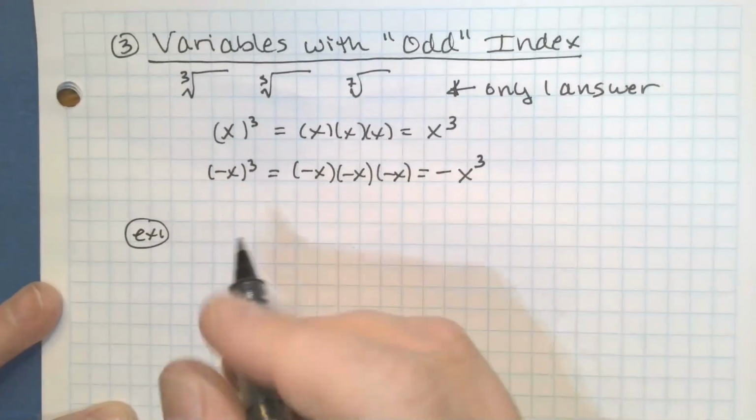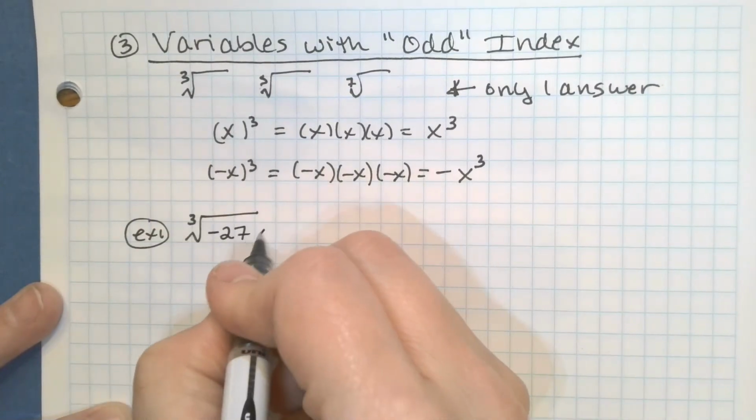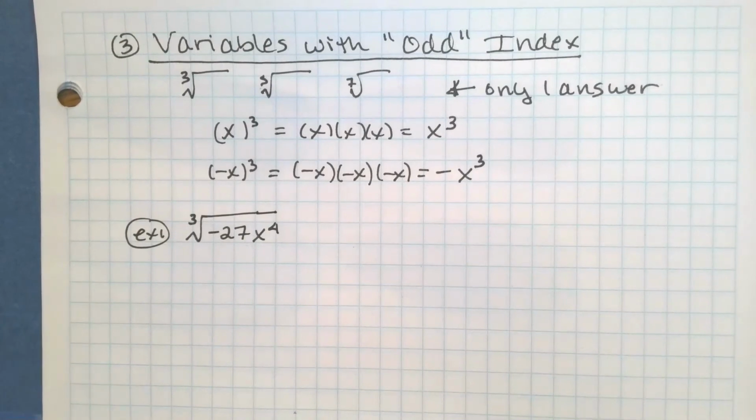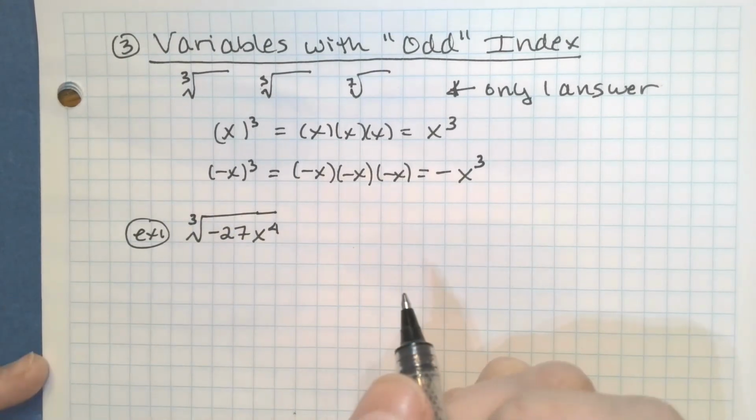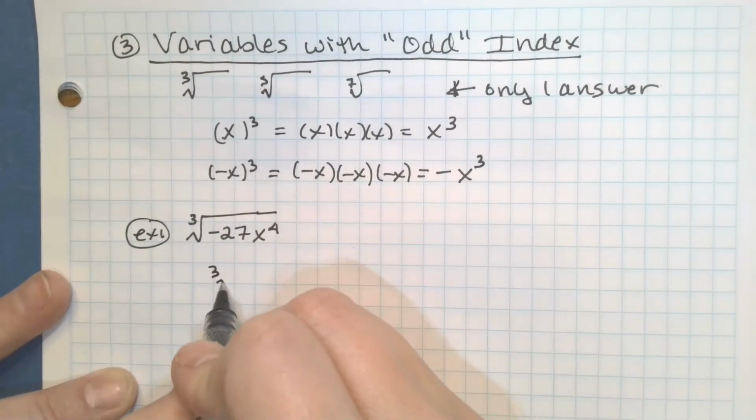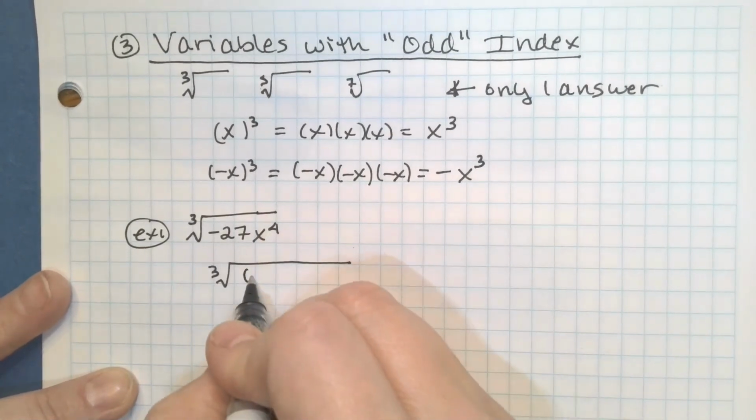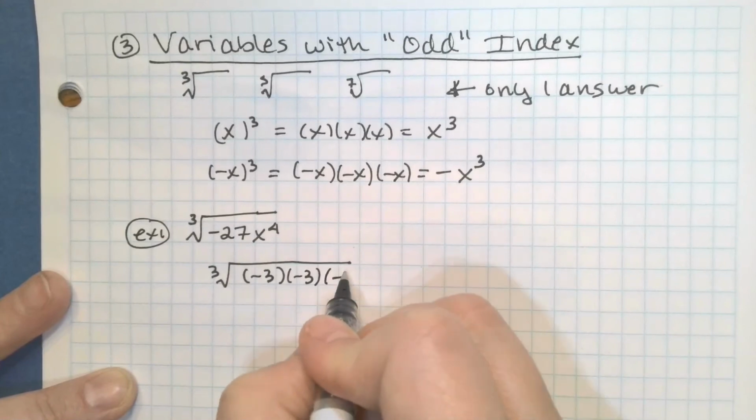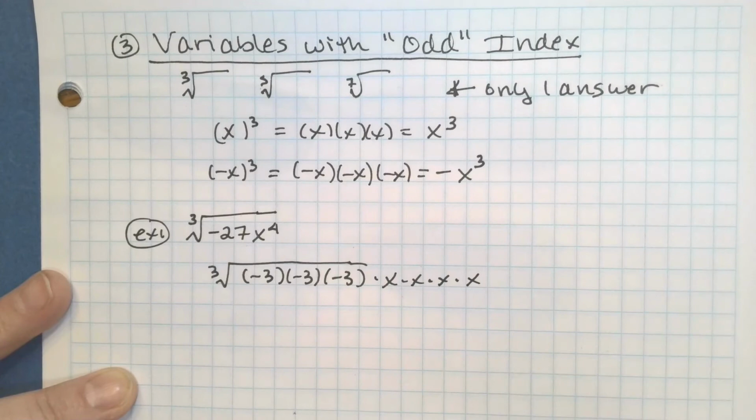Let's do an example. We're going to do the cube root of negative 27x to the 4th. So we start the same way as usual. We're going to prime factor. Now here's where it's a bit different. Whenever you have a negative under an odd index, that negative is going to come out. One way to think about it is, you know that 27 is 3, 3, 3. Each 3 gets its own negative, and then you have 4 x's.